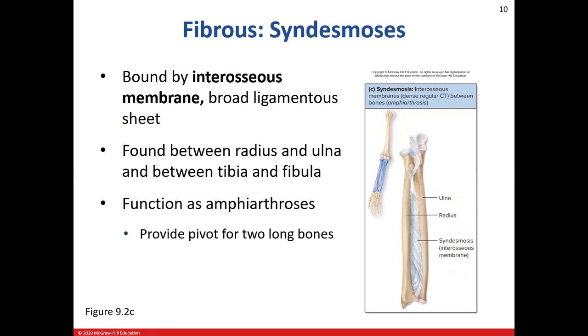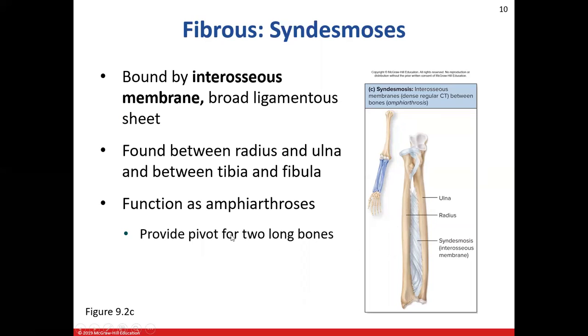Our third type of fibrous joint is called a syndesmosis. Now, syndesmosis is going to be bound by an interosseous membrane, or what we would consider a broad ligamentous sheet. A couple examples here. One is going to be between the radius and the ulna, but we also have an area between the tibia and the fibula. If you look here between the radius and the ulna, you can see the two bones there. Here we have the syndesmosis, this interosseous membrane. Now keep in mind, when we talk about interosseous, that basically means between bone. So this is kind of the ligament that falls between the two bones.